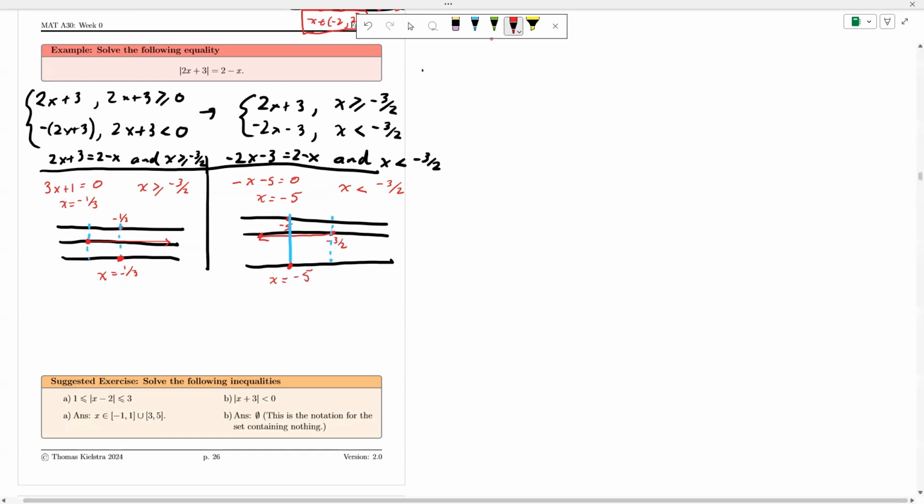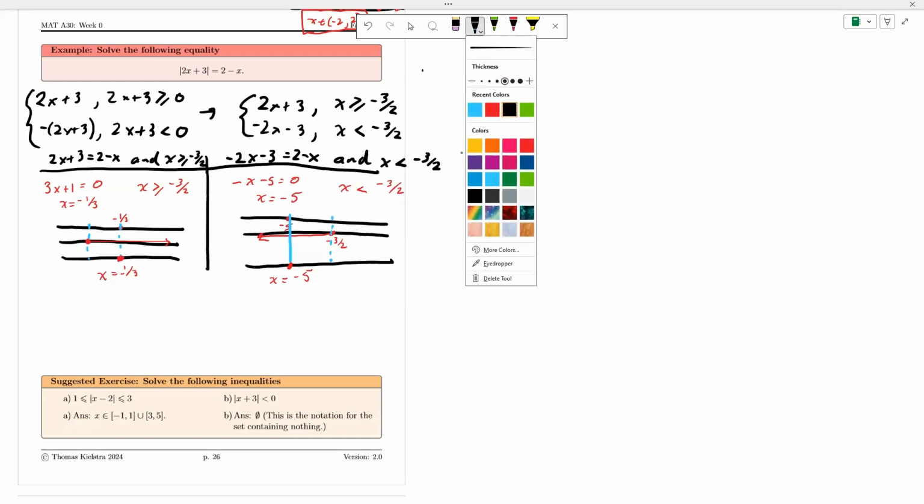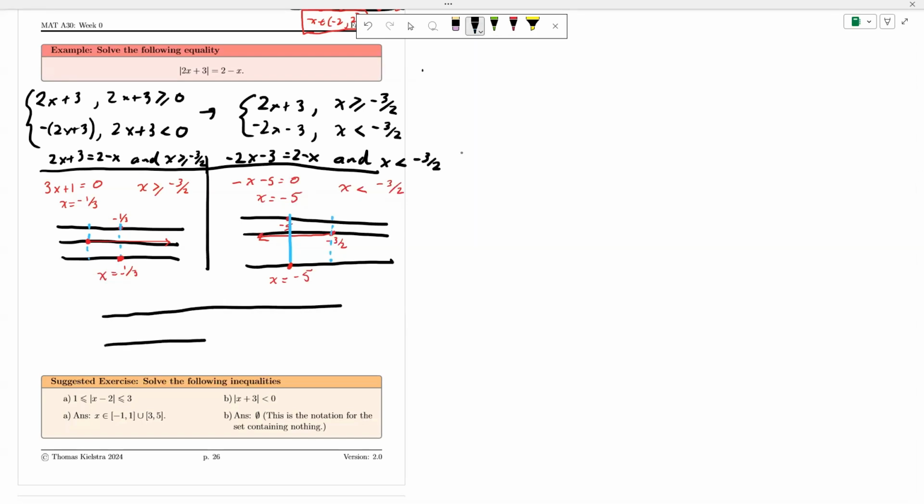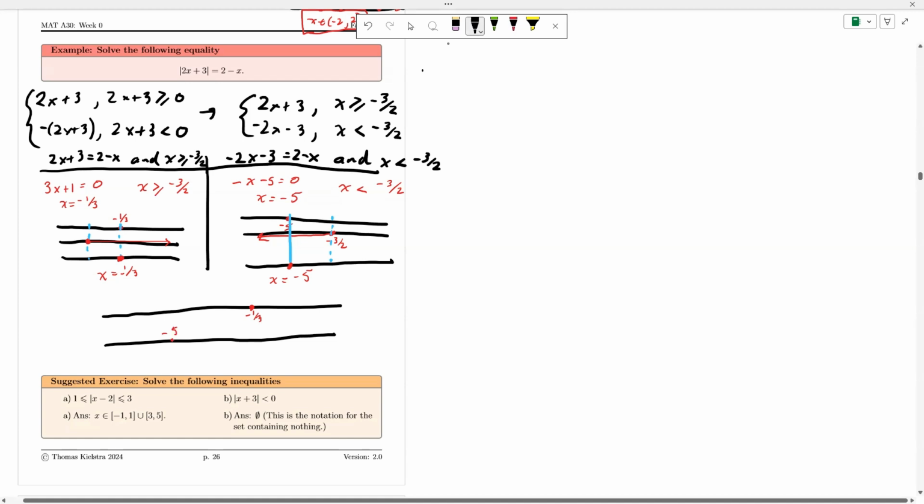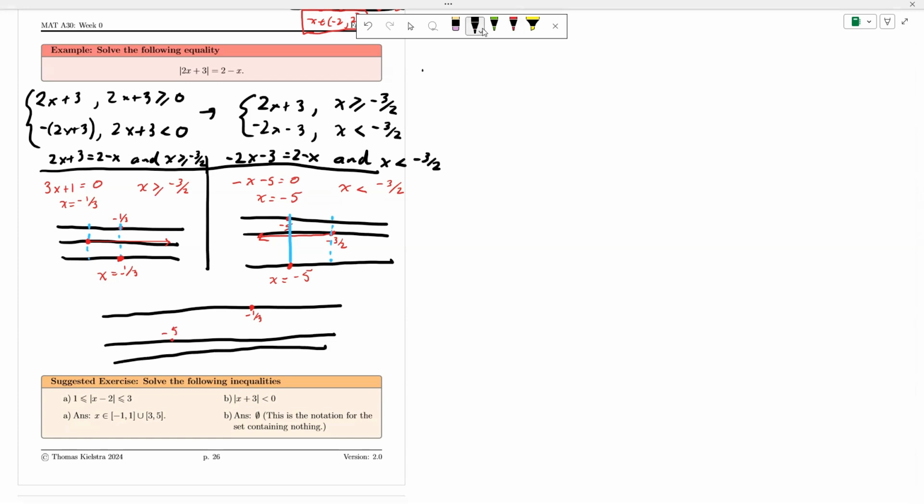Well, these are the two subproblems. Remember, the last step we need to do is to take the union of the solution sets for our final problem. And our two solution sets are minus 1/3 and minus 5. Unioning these, we get minus 5 and minus 1/3.